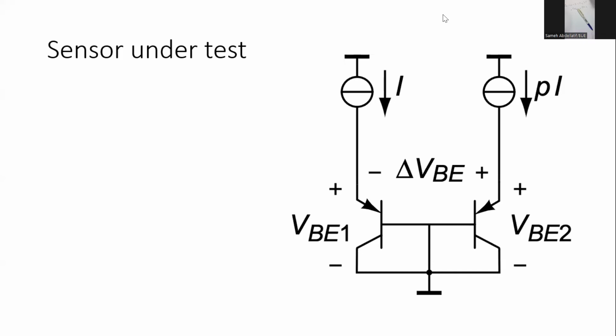As you can see, my dear students, or from your previous knowledge about transistors, the power dissipated in the BJT is simply equal to the current flowing in the BJT multiplied by the VCE. And as you know, due to this short circuit, VPE and VCE are equal. So the power dissipated in this Q1 is the current flowing in Q1, which is I, multiplied by VPE1. And here it's PI multiplied by VPE2.